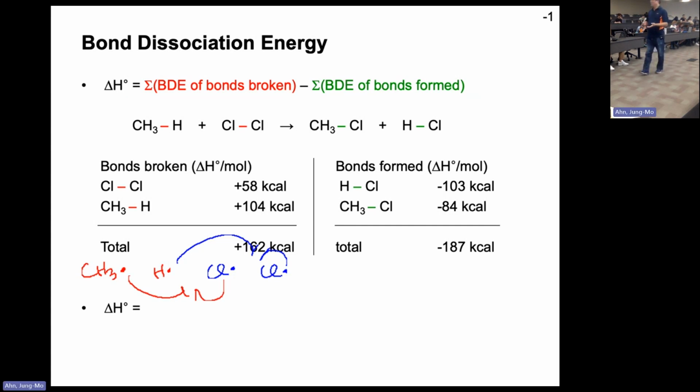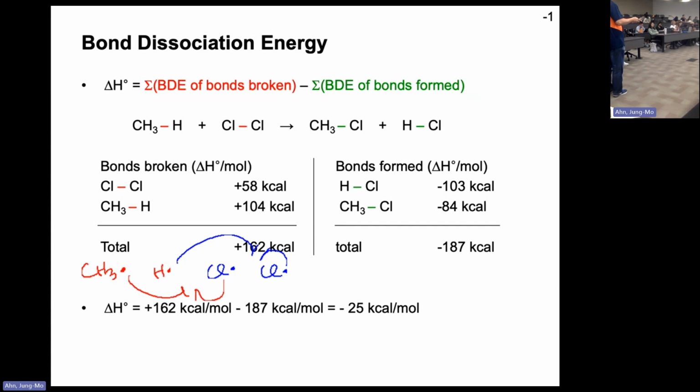So this is almost like keeping the balance. In order to break these two bonds, that much energy is required. By making these two bonds, that much energy is received. You add them together, that's going to be negative 25. This is something we can calculate from the table. I told you that delta H for the chlorination of methane was measured to be negative 25.9, which is a very, very close number.